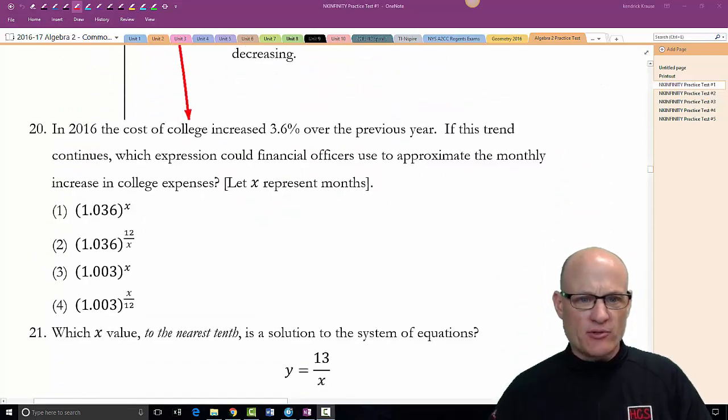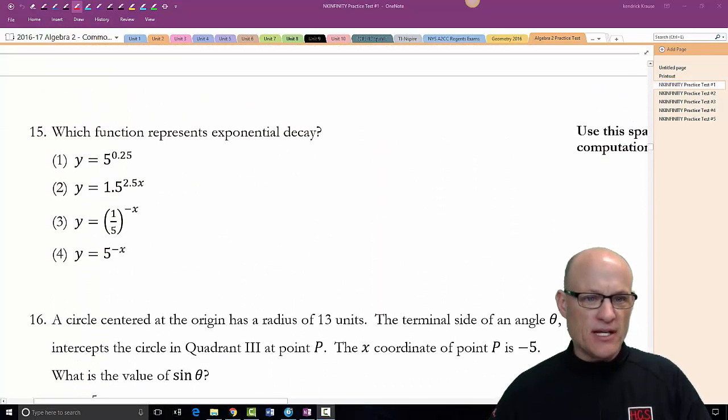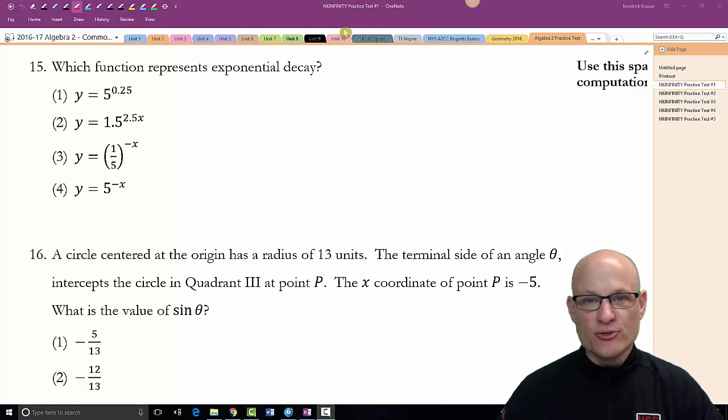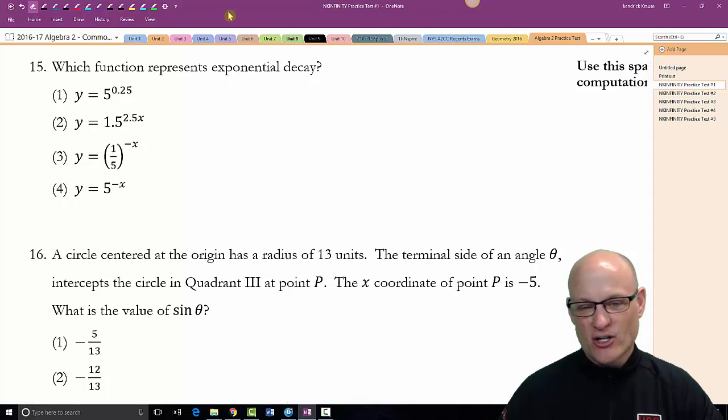What are we doing? I think I went too far. There we go. Which statement represents exponential decay? Now, I will tell you the easiest way to do this problem is just to graph them. If you graph them, this one will graph to this, and this one will graph to this. And then it appears as if one of these is the right answer. But let me explain why.